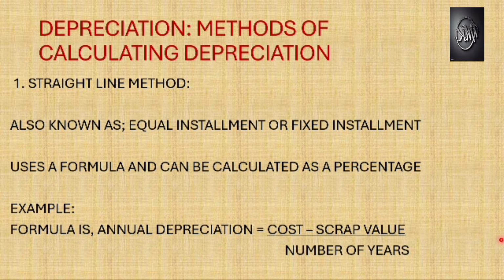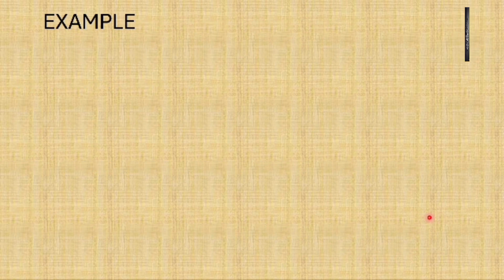The formula is: annual depreciation equals cost, this is the original cost of an asset, minus the scrap value. The scrap value is the value of an asset at the end of its life, and then over the number of years. This is the estimated number of years, or the estimated life of an asset.